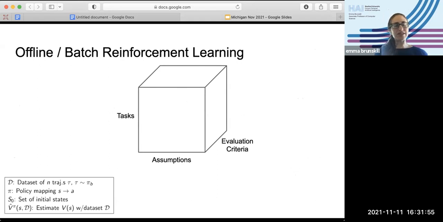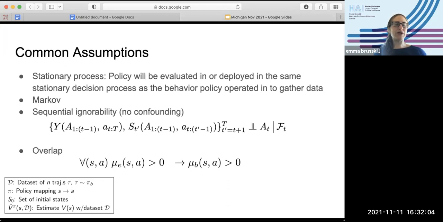So I think it's helpful, before the next things that I talk about, to talk a little bit more about what we might hope for in these settings. In particular, I think it's useful to be explicit about some common assumptions. So one is that the process itself is stationary, so that we're going to deploy in the same decision process.